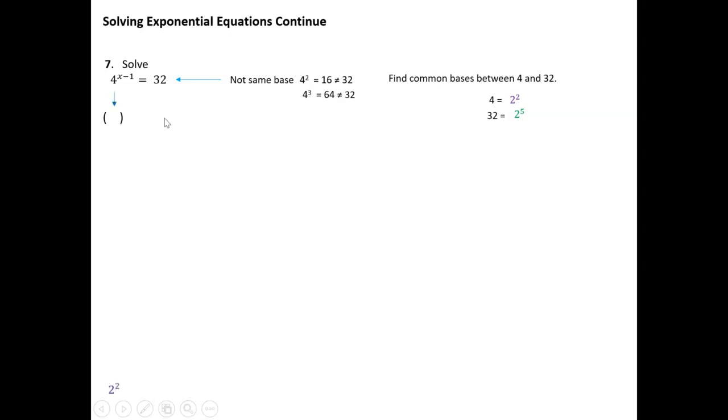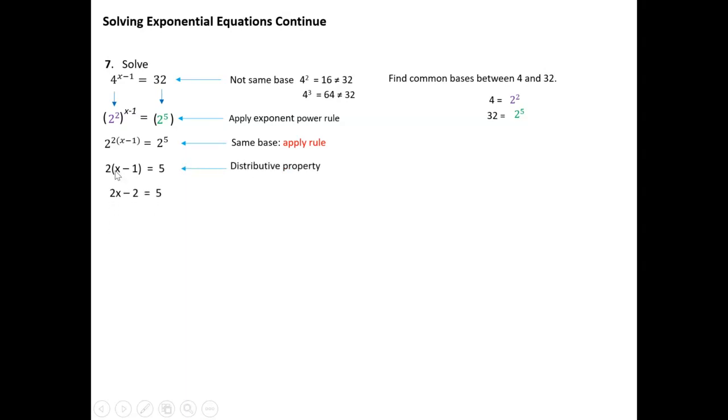So I'm going to substitute 2 squared for the 4. We bring down the exponent. I'm going to substitute 2 to the fifth power for 32. On the left side, we're going to use the exponent power rule, which means when you have a power to a power, we multiply the powers. So we multiply 2 times parentheses x minus 1. Now we have the same base, so we can apply the rule. The exponents must equal each other. So 2 parentheses x minus 1 close parentheses equals 5. Now we distribute. So 2x minus 2 equals 5, because 2 times x is 2x, and 2 times negative 1 is negative 2. Now we have to solve for x. We add 2 to both sides. So 2x equals 7. Now we divide by 2. So x equals 7 over 2.